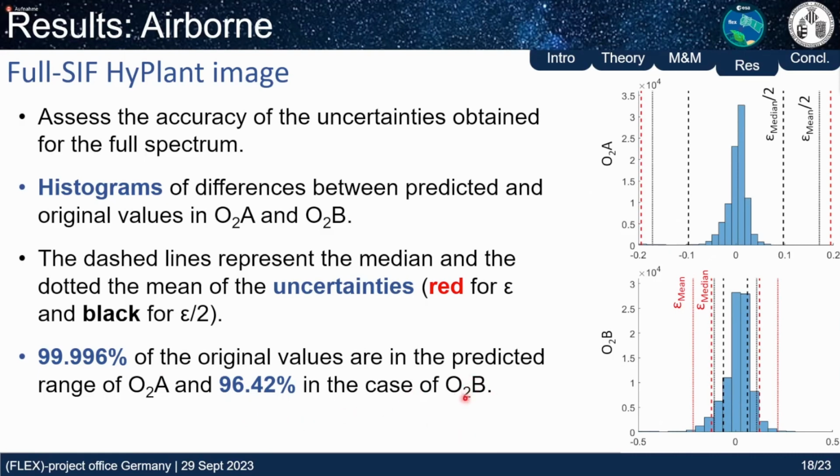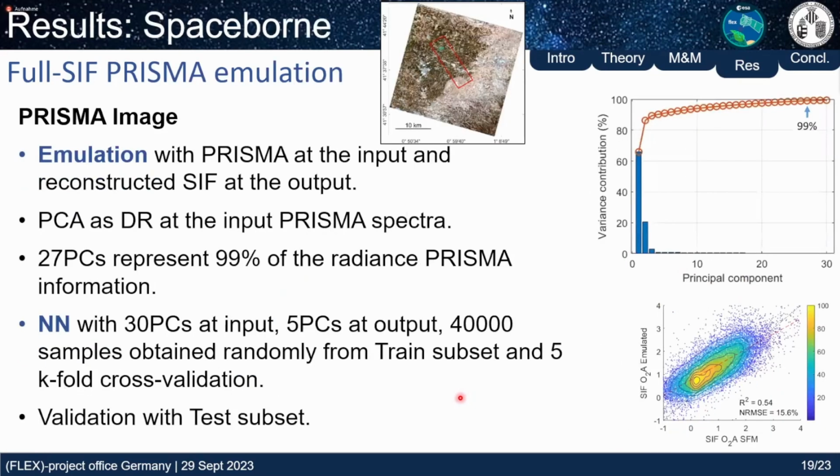So we can conclude that the uncertainty propagation works very well, and the predicted values are inside the range that we have with uncertainties.